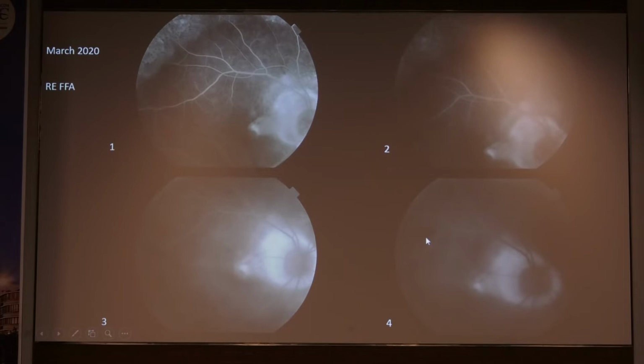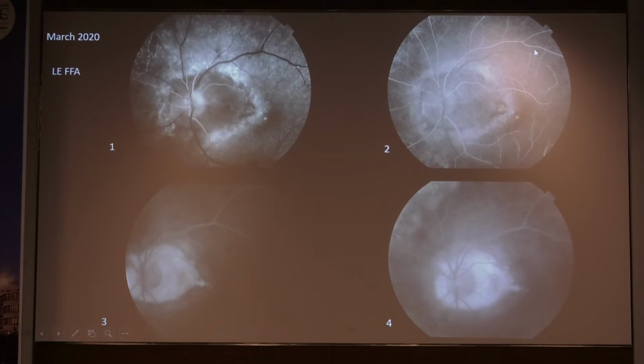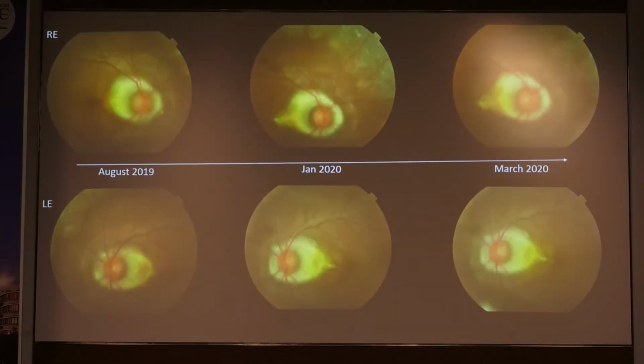And this was the FFA. There is no active leakage. There is staining of the lesions. I could not get peripheral FFA images because the child was not cooperative for imaging. So this is the timeline. The child presented to us in August, and as the months progressed, we can see that the lesion is migrating towards the fovea in both eyes. The leading edge is maybe less fibrotic, so it appears as a different shade of color than the rest of the lesion.